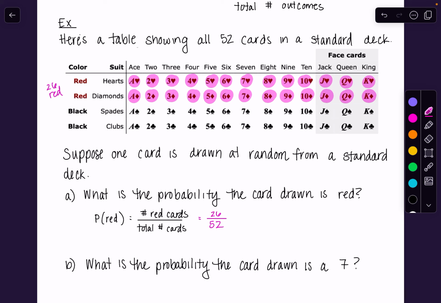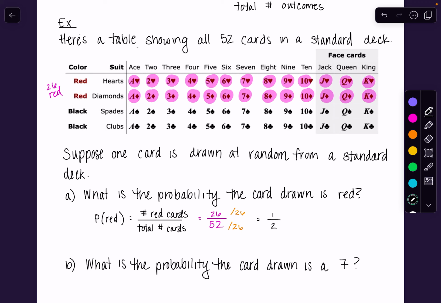But unfortunately, this is not fully simplified. So I can divide each of these. They're both even numbers, so you could start by dividing by 2. But really, both of these are actually divisible by 26. So if I take top and bottom and divide by 26, that leaves me with 1/2.